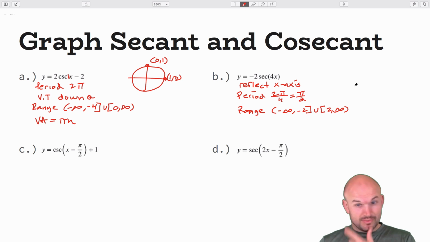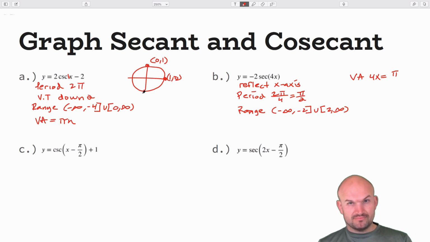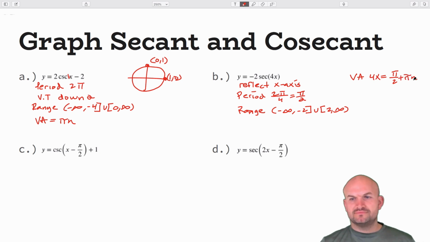However, the vertical asymptote is going to be 4x equal to, again, for secant, pi halves. Secant is undefined at pi halves, and then plus pi. So that's going to be pi halves plus pi n. Now I just need to divide by 4. Remember, dividing by 4 is the same thing as multiplying by 1/4, so you could also just multiply everything by 1/4 there. And we get our vertical asymptote is x equals pi over 8 plus pi over 4n.